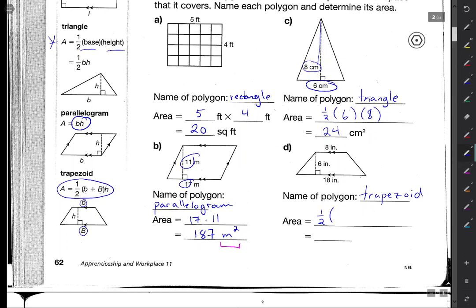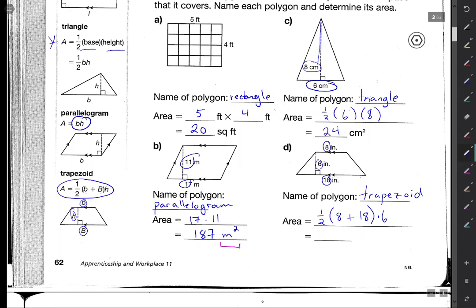1/2, now let's open our bracket. The little b in this case is going to be this number up here, so 8 plus big B, which is 18. Then I'm going to close that bracket and put the h there, which is the height of the entire thing, which is 6 times 6. And I'm using this dot, which means multiplication.